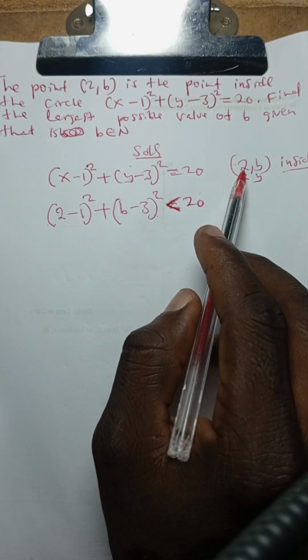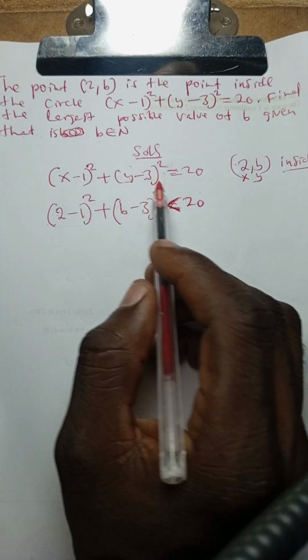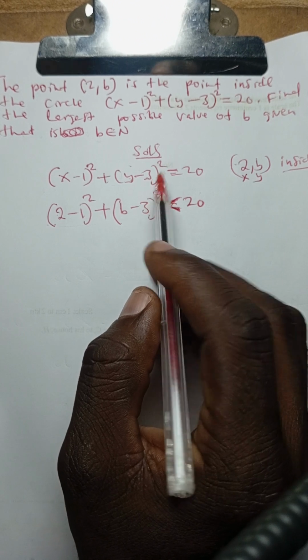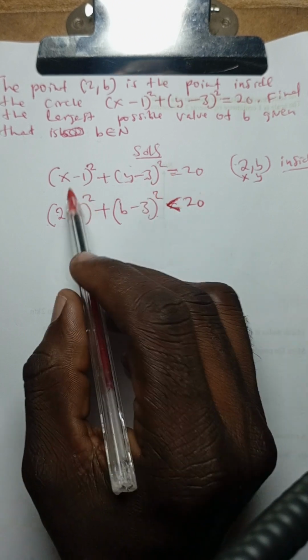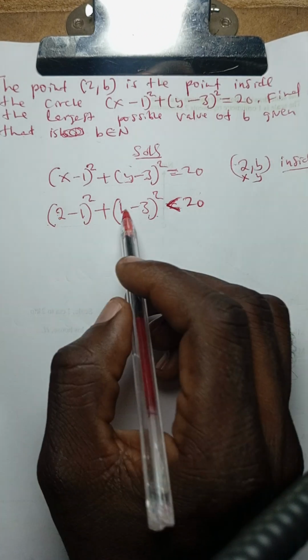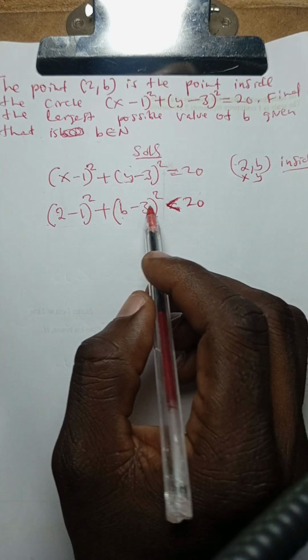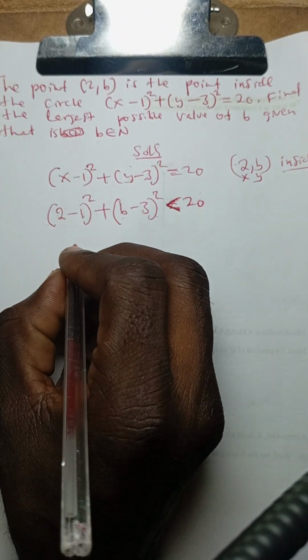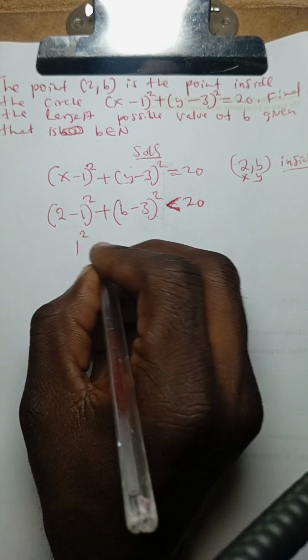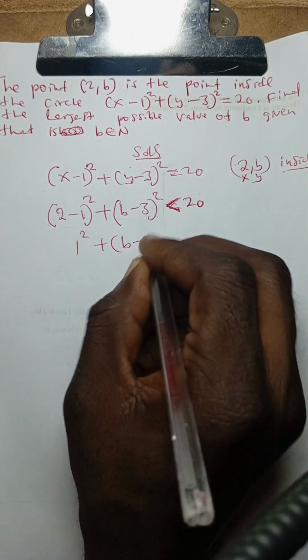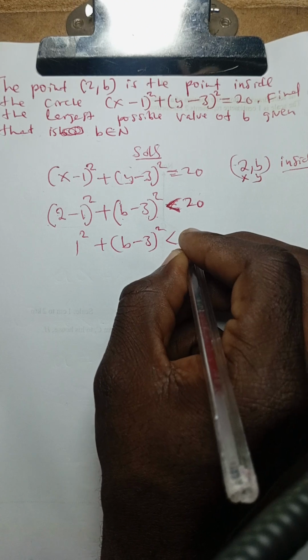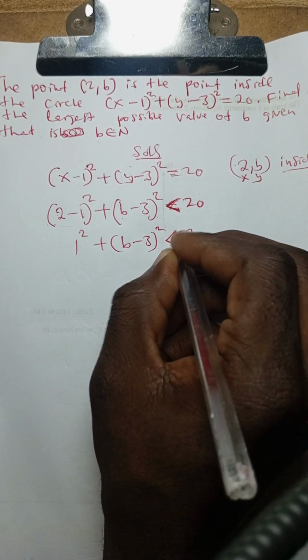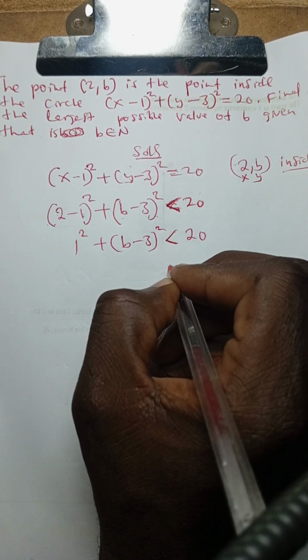So the question says this point (2, b) is inside. Just replace where there's x. This is the standard equation of the circle. We just replace x and y with 2 and b, and since it is inside, you put less than 20. Computing this, you have (2 − 1)², which is 1², plus (b − 3)² less than 20. It is inside, so it must be less than the radius squared.